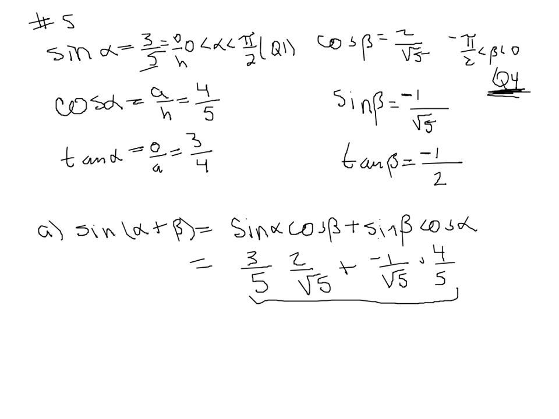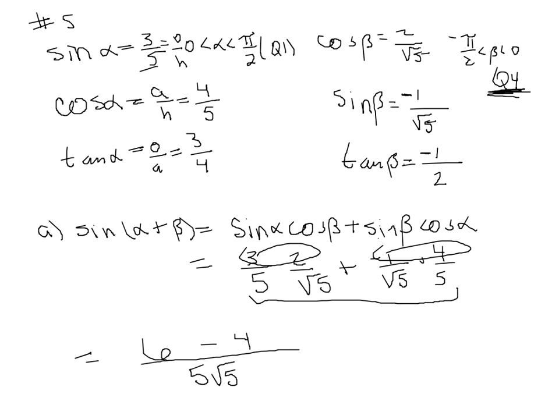So notice that I'm going to have a common denominator. I multiply across the top here, so that gives me 6. Multiply across the top here, it gives me minus 4. And then the denominator is common, so just put over the same denominator. 6 minus 4 is 2. So I get 2 over 5 square root of 5. You can rationalize the denominator, but you can also just leave it like that.